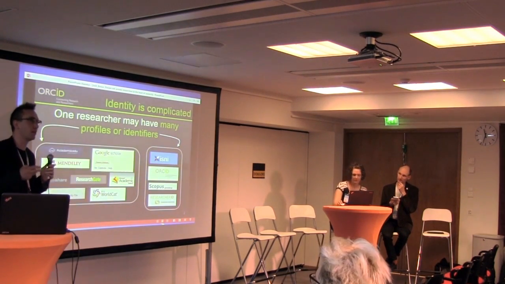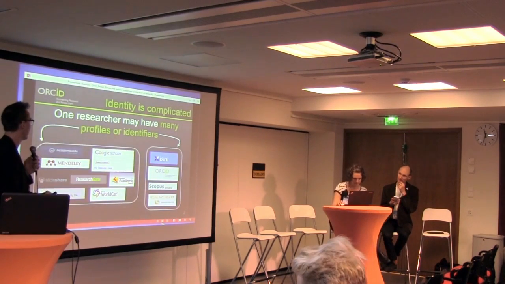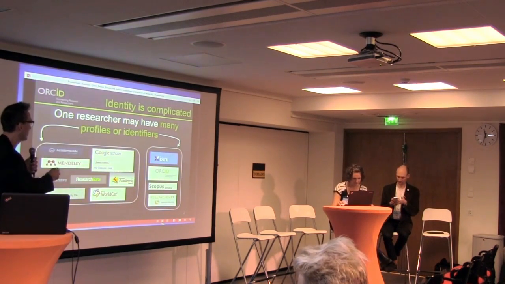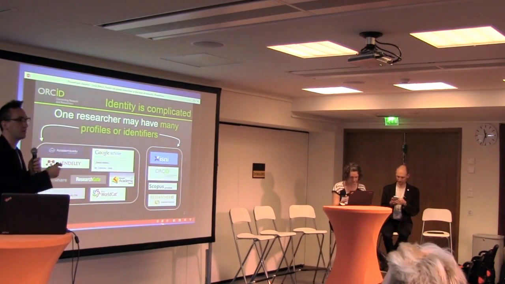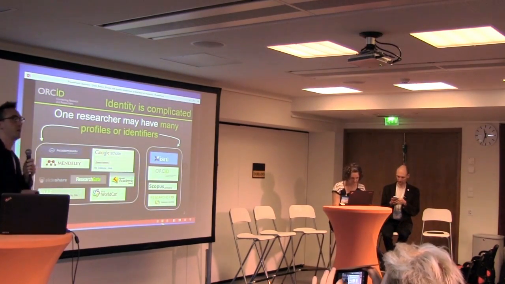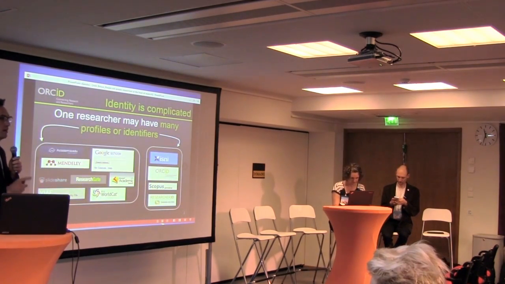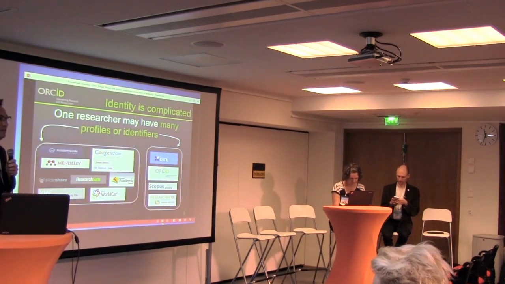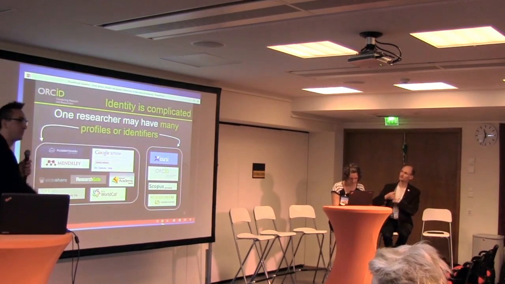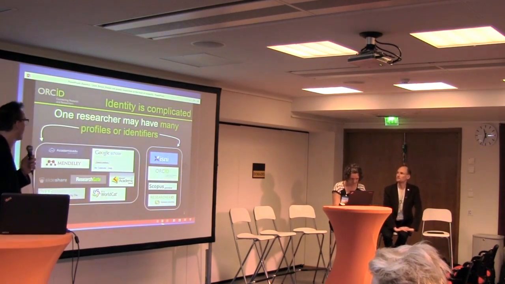Now, identity is complicated. These are profiles and identifiers that researchers use to distinguish themselves online and in services, and all of these examples come from one academic's email signature. So this person is maintaining all of these different identities online.